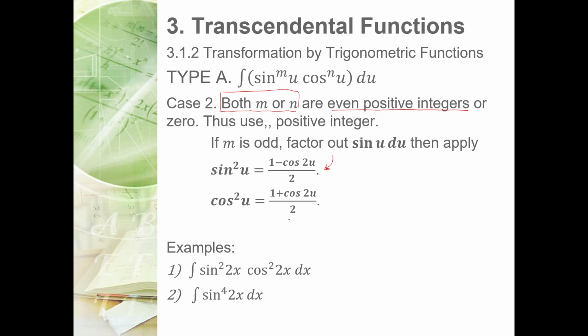I think the other one here is if n is even. So then use positive. I think that doesn't matter anymore, so I'll just copy and paste it there. So I forgot. I think the sentence ends here: if both are even positive integers or 0, use these expressions accordingly.